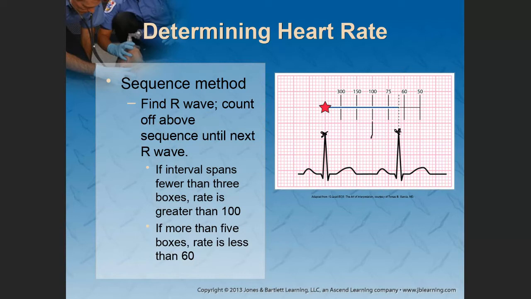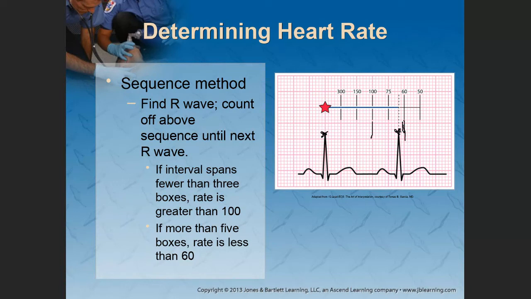What is 3 in line with? Note that 3 is in line with 100. So the rate would be 100 beats per minute. That's 3 large boxes. If I mark off 5 boxes, 1, 2, 3, 4, 5, so 5 would be here. This is 5. So let me mark off 5.